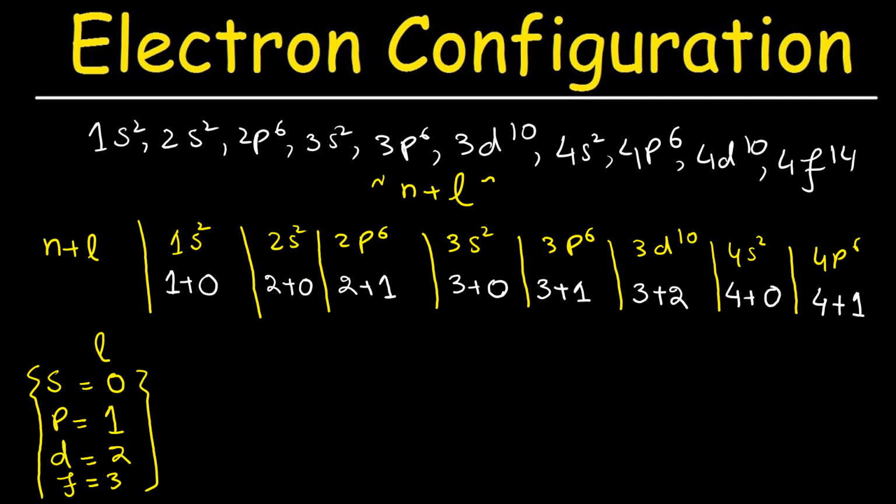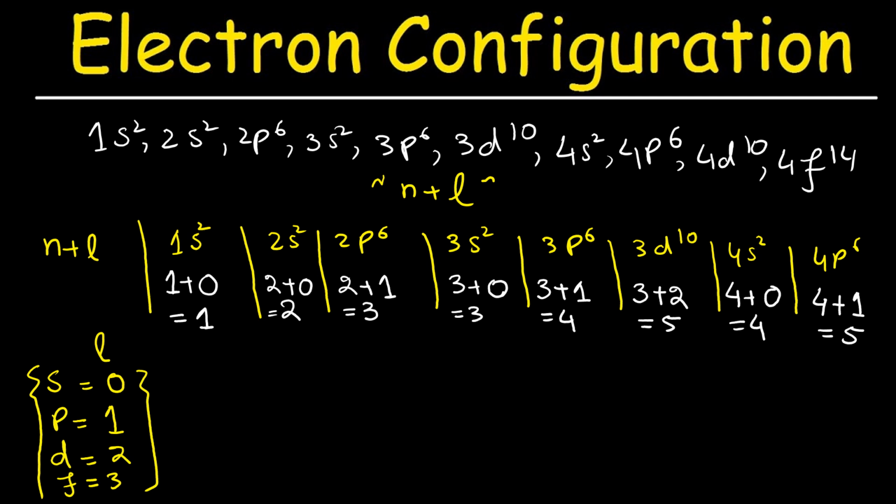This means that 1s2 has n plus L of 1, whereas 2s2 has 2, and 2p6 has n plus L of 3, 3s2 has n plus L of 3, 3p6 has n plus L of 4, and 3d10 has n plus L of 5, 4s2 has n plus L of 4, and 4p6 has n plus L of 5.